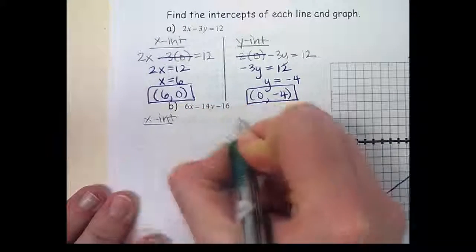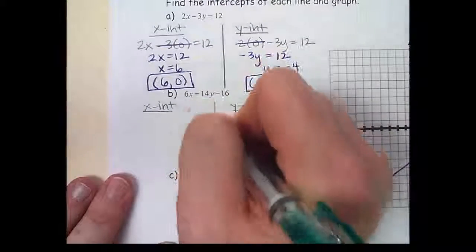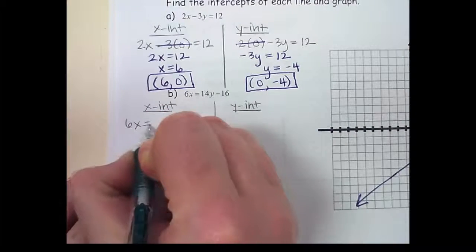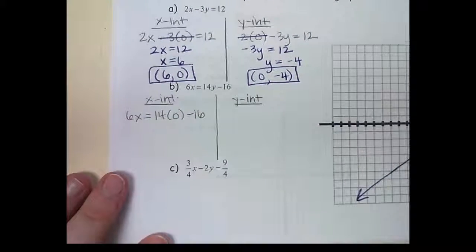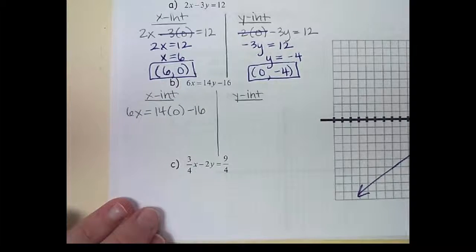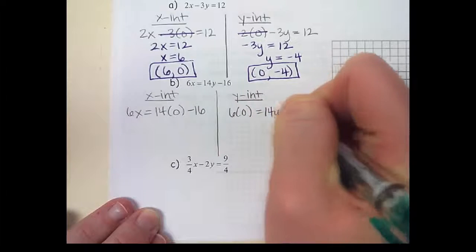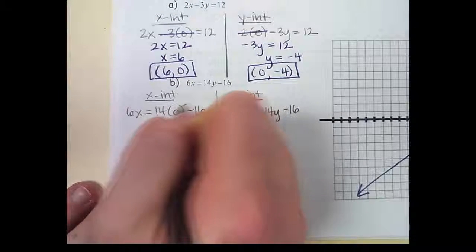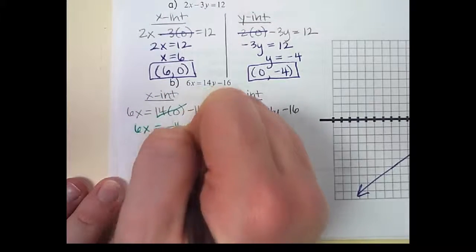Okay, so B, x-intercept, y-intercept. Same thing. If I want to find the x-intercept, I'm going to put 0 into the y. And if I want to find the y-intercept, I put 0 into the x. These are not very pretty numbers. So on the x-intercept, we have 6x equals negative 16.